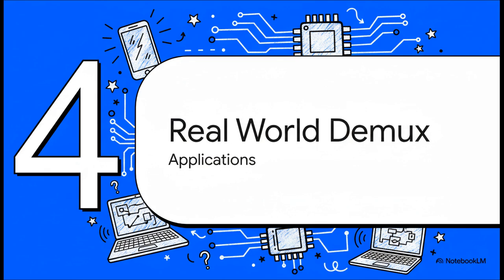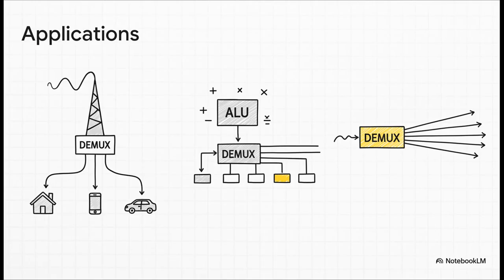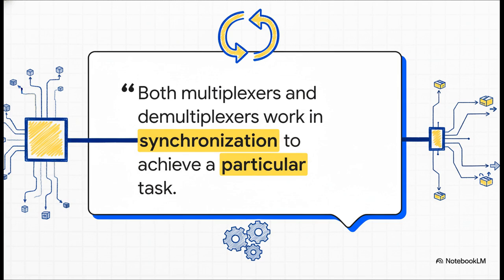So this is all very cool, but where do we actually find these amazing little devices in the real world? Well, the short answer is pretty much everywhere. They are the silent, hardworking components inside the electronics you use every single day. Their versatility is just incredible. In big communication systems, they allow a single source to serve many, many users. Inside your computer's processor, in the Arithmetic Logic Unit, they direct the results of calculations to exactly the right storage spot. And of course, their most classic role is converting that serial data back into parallel form so our devices can actually use it.